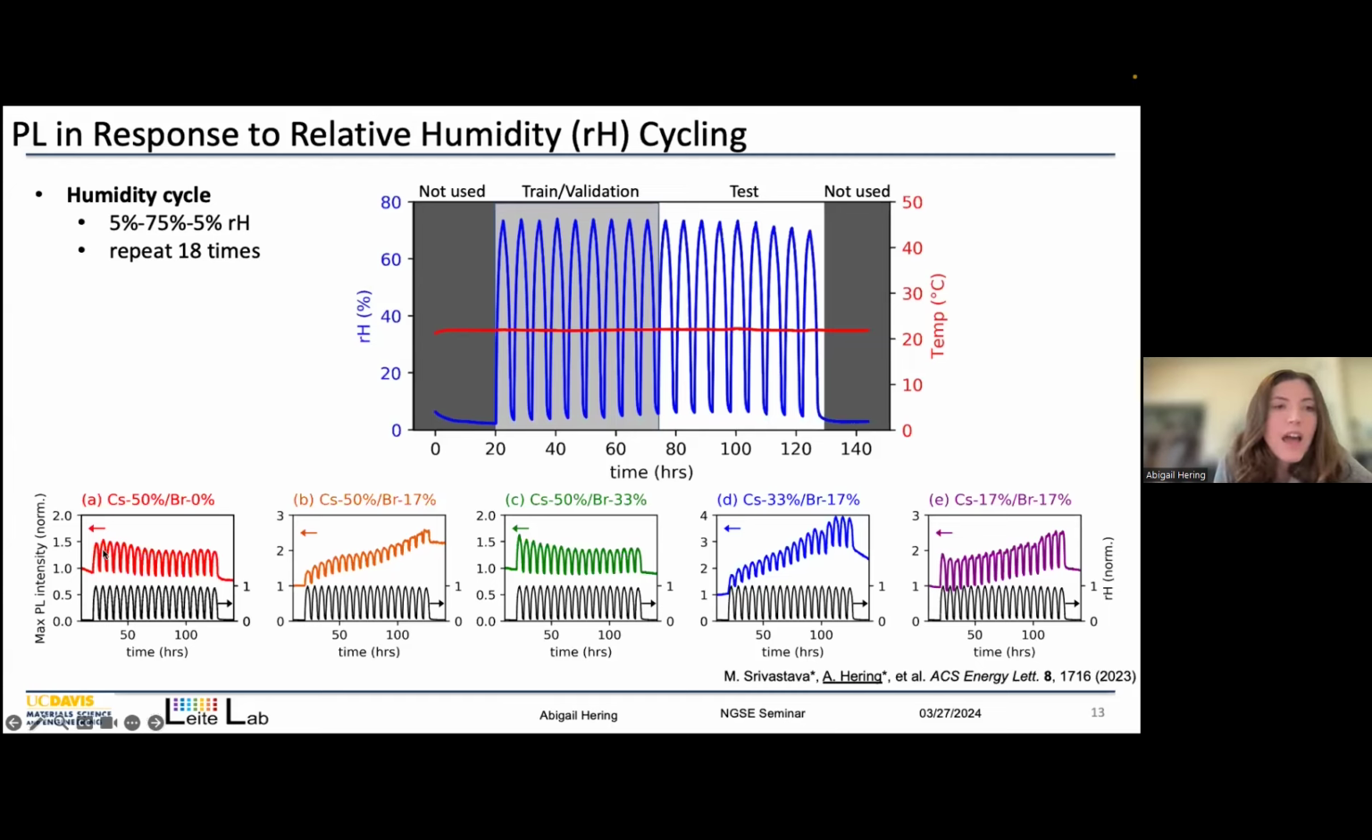So some of them have just a very regular up and down cycle with humidity, while some have some very irregular long-term trends, especially samples B and D. There's a general increase over time in their PL values. So we are going to split this data into half training data and half testing data. And then we'll use 3 different machine learning models to predict their trends over time.